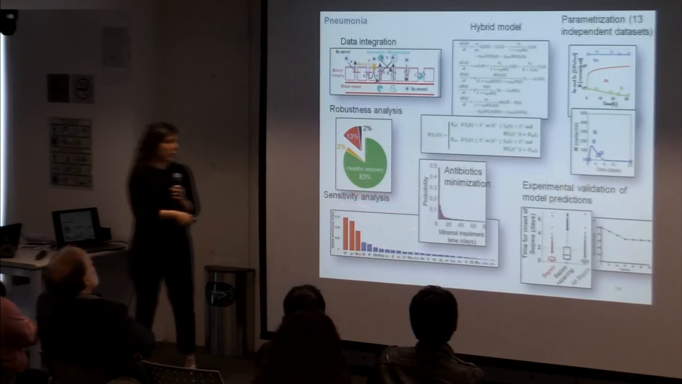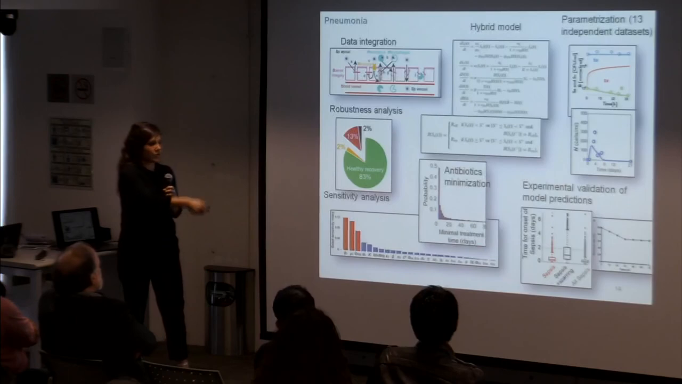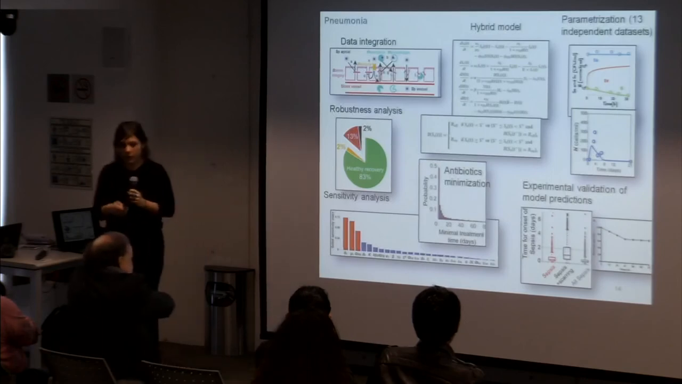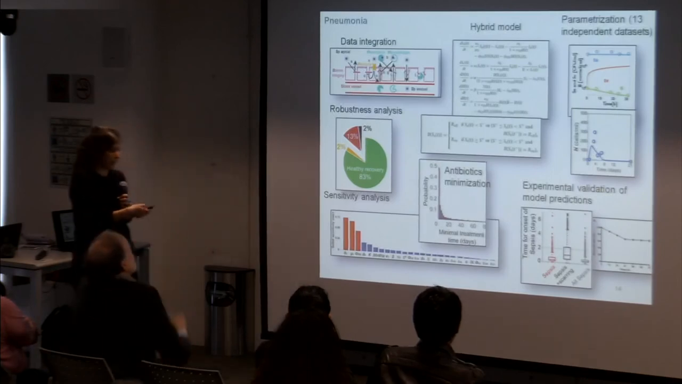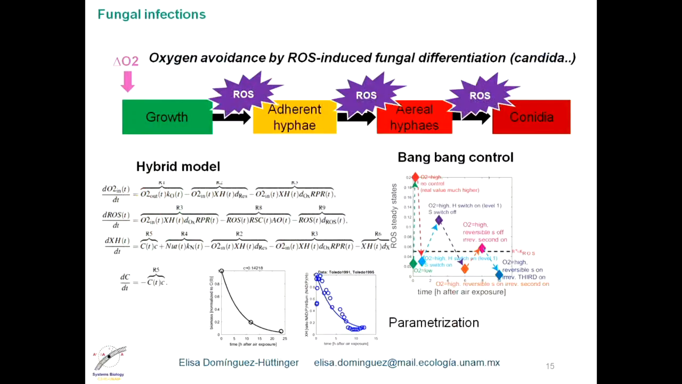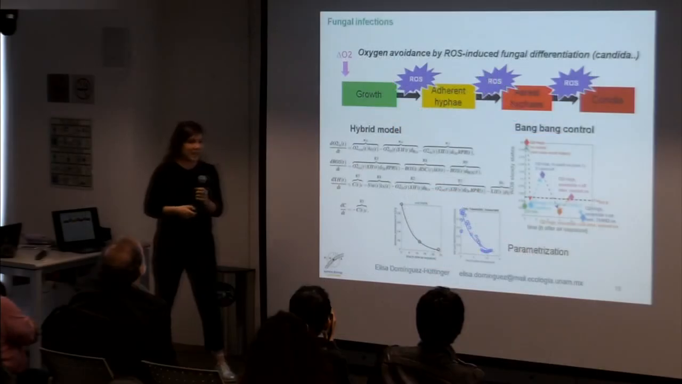We validated our model predictions with experimental data also from mouse models. And finally, we used this model for minimization of antibiotics. So again, these results are already published, so if you have any questions, you can either ask or look at the paper. And currently, I'm working also on another infectious process, a bit more basic science.